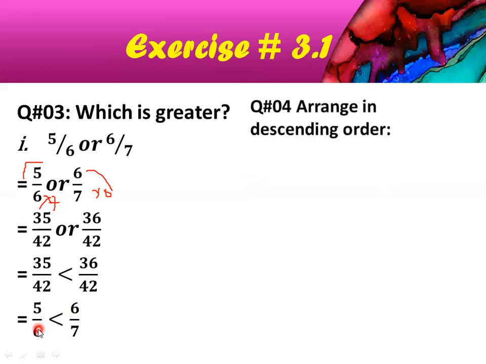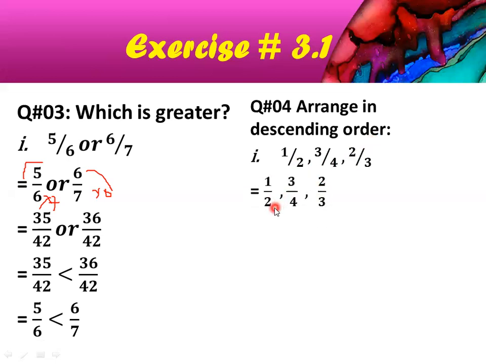Now move on to question number 4. Arrange in descending order. What you have to do is arrange the given fractions in descending order. So what are the given fractions? 1 upon 2, 3 upon 4 and 2 upon 3. As you can see, these are unlike fractions, so we cannot decide which one is greater and which one is lesser. First of all, we will make them like fractions. So how will we make them like fractions? Simply, we will make the denominators common.